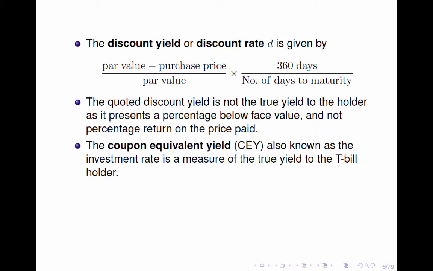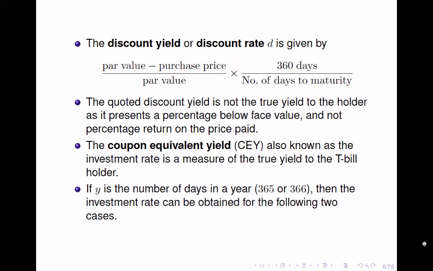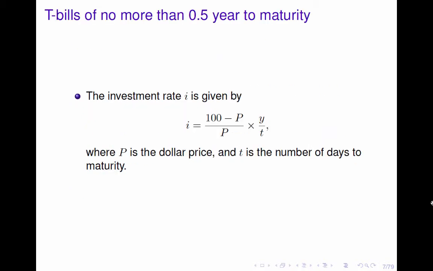Instead, we use the coupon equivalent yield, also known as the investment rate, to measure the true yield. Let y be the number of days in a year, which can be 365 for a normal year or 366 for a leap year. Then, the investment rate can be obtained for the following two cases. Let P be the dollar price of the Treasury bill. For the T-bills of no more than half a year to maturity, the investment rate, denoted by I, is the rate of return of the investment being annualized directly. Note that here y is the exact number of days in a year, and t is the exact number of days to maturity.